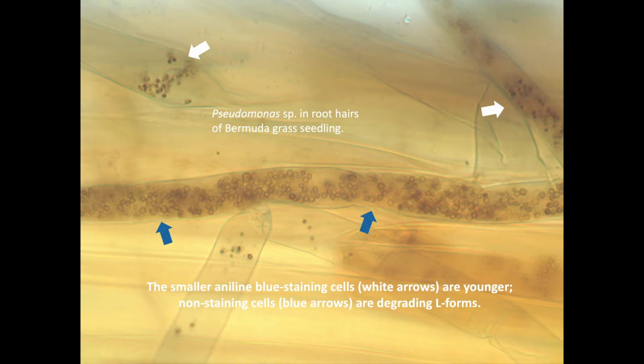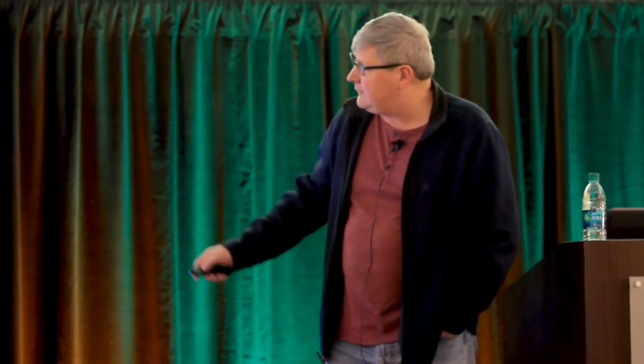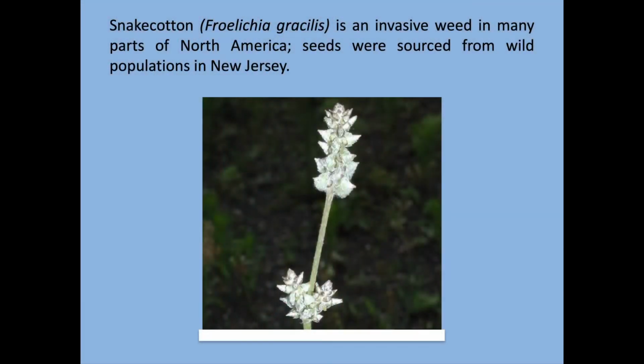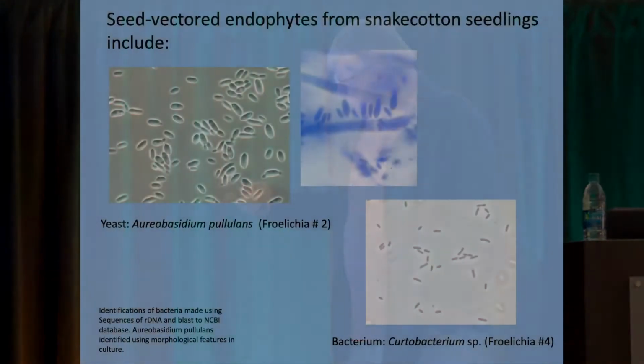We used to think it was only bacteria that did this, but we discovered a couple of years ago, or a year ago, something like that, that fungi also do this. And one plant that does it is this plant. This is snake cotton. It's in the amaranth family, and a number of species in the amaranth family will use fungi instead of or in addition to bacteria. And this is one of the fungi. It's a yeast called the black yeast.